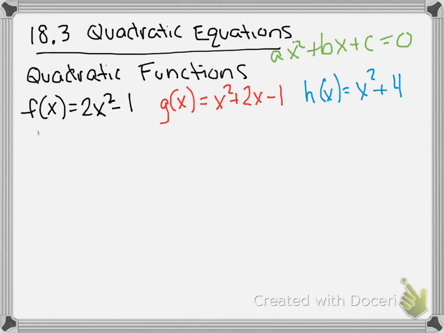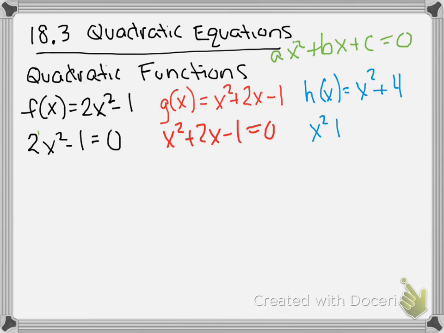Set it equal to 0 on the right-hand side, so 2x squared minus 1 equals 0. So if I do that, I now have a quadratic equation. I can do it with the red one too. I have x squared plus 2x minus 1 equals 0. Notice that my 0 is on the right-hand side. You want to make sure of that on your quadratic, when you're changing quadratic functions to quadratic equations.